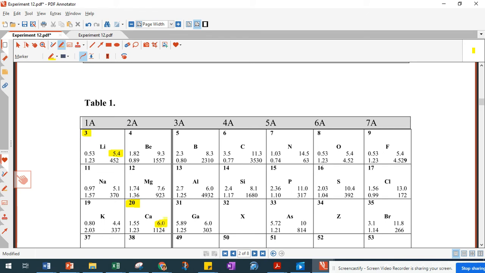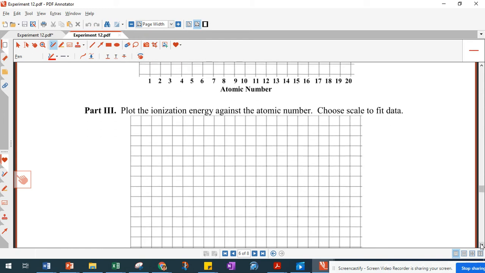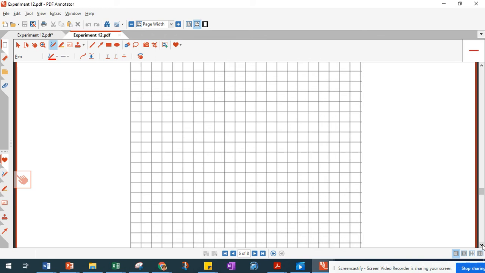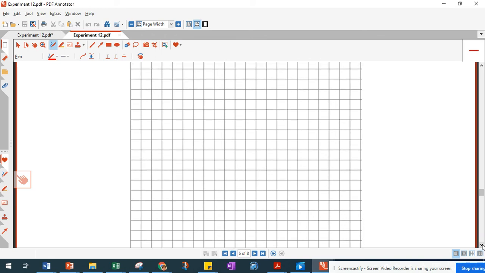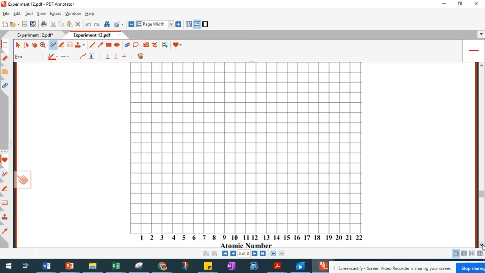So let's look at the graph. And here you notice you're doing this graph, this is part 3. You're plotting the ionization energy on the y-axis. So make sure you label your y-axis, including your units. And then you have the atomic number on your x-axis.